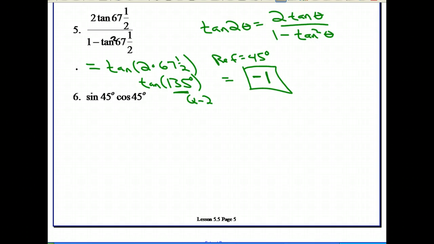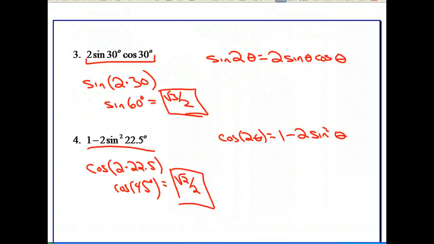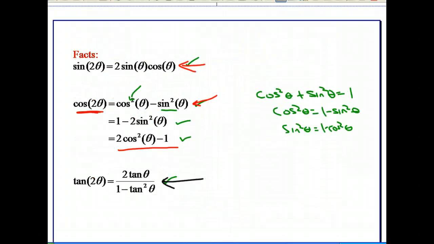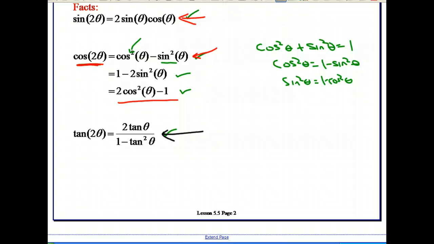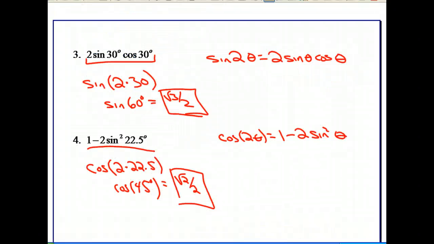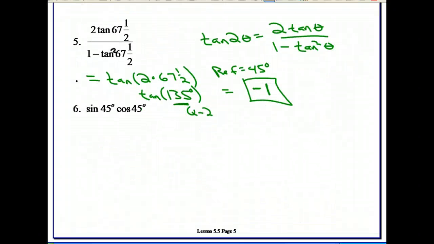Next one: sine of 45, cosine of 45. Look back at your identities, and we do not have a perfect match. Sine, cosine, none of these written here is a perfect match. So you look a little closer and say, well, it's not a perfect match, but that's kind of close. Let's take that one and see if we can manipulate it. So sine of 2 theta is 2 sine of theta, cosine of theta. That's not quite what we want, but somewhat close.